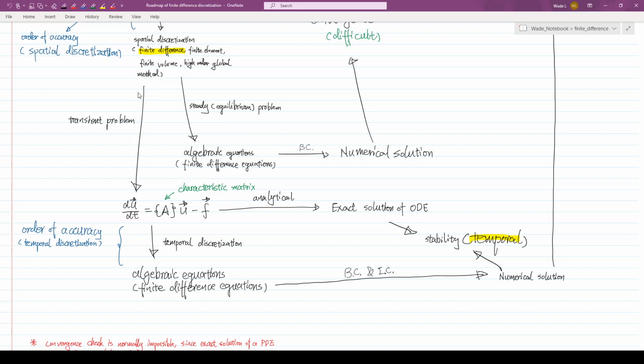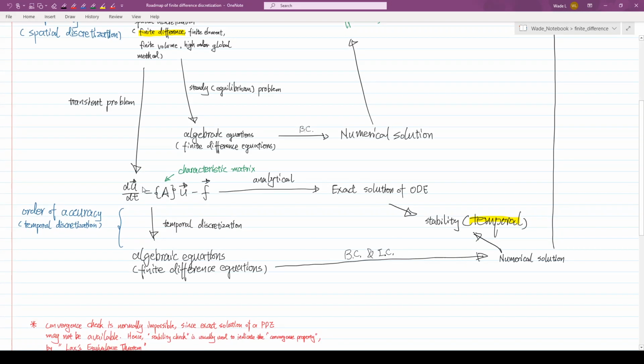On the other hand, if we have a transient problem with time derivatives, following this path, we arrive at a set of ordinary differential equations. In the ordinary differential equation, we only have derivatives with respect to time. The other algebraic terms, for example, the characteristic matrix A and the source term F, both result from the spatial discretization.